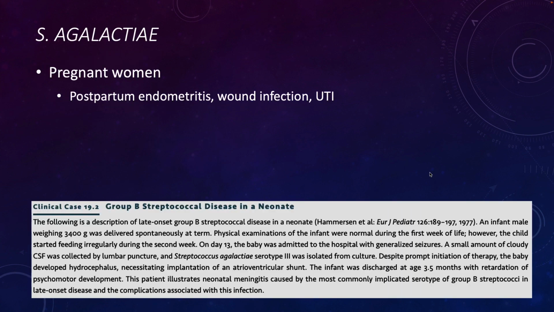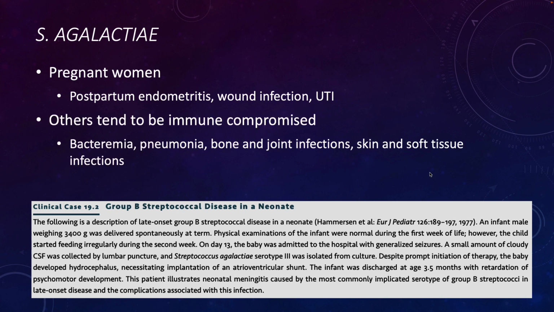In pregnant women, an untreated Streptococcus agalactiae infection can lead to things like postpartum endometriosis, so an infection of the endometrial lining, wound infection. I don't think we need to get into the nitty-gritty of childbirth, but through vaginal delivery, there can be the formation of wounds that can get infected with that Streptococcus agalactiae or group B strep, and also urinary tract infections.